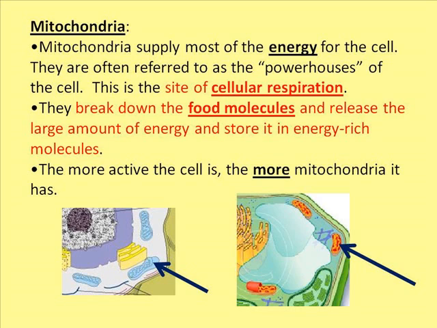The more active a cell is, the more mitochondria it will have. So if you were to look at a cell in the skin of your earlobe versus a cell from your thigh muscle, the thigh muscle is going to have a lot more mitochondria because it's active in helping you walk around all day. The skin on your earlobe kind of just sits there, so it doesn't need as many mitochondria.